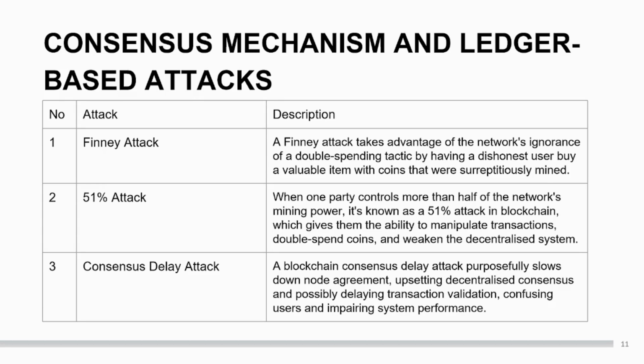surreptitiously mined. A 51% attack is when one party controls more than half of the network mining. In blockchain, this gives the ability to manipulate transactions, double spend coins, and weaken the decentralized system. Consensus delay attack purposefully slows down node agreement, upsetting decentralized consensus and possibly delaying transaction validation, confusing users and impairing system performance.